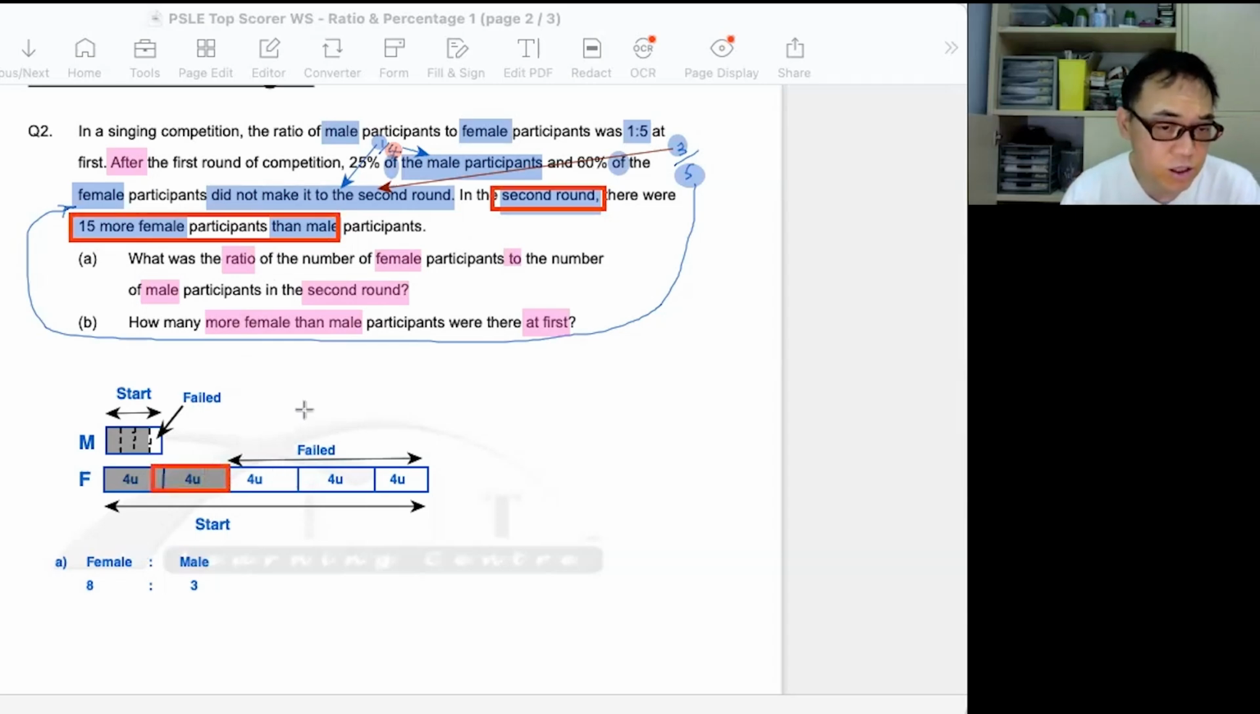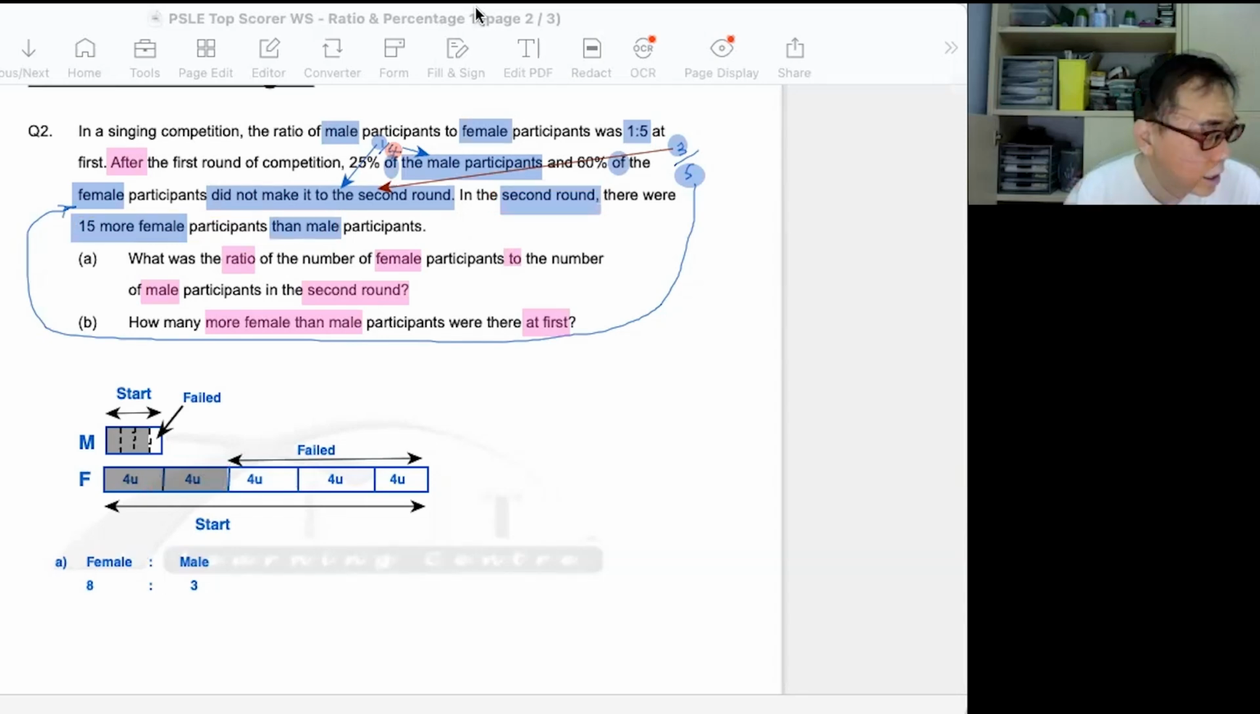So how many units is 15? Let me try again. How many units of female are there in the end? And how many are there for the male? There are 15 more female than male. So how many units is that? Okay, 8 minus 3. This is units, by the way. That's 5 units. And this 5 units would represent 15.